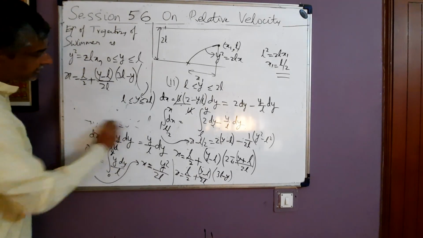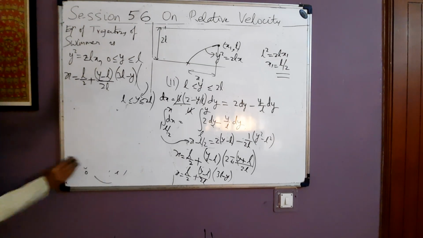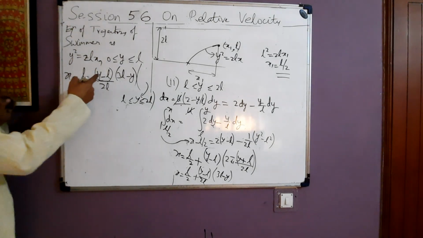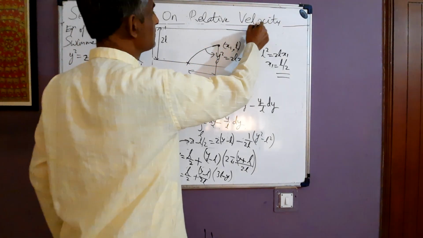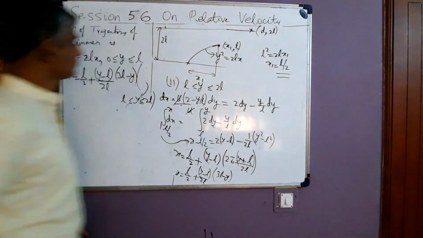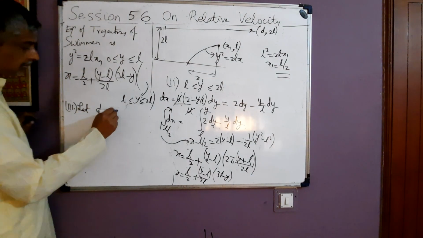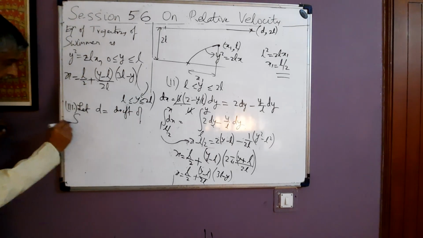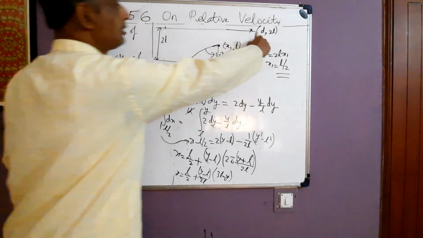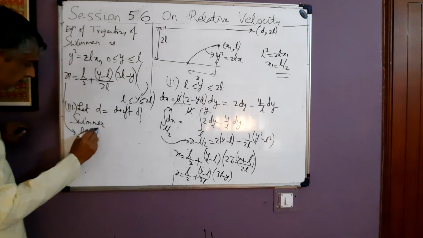And lastly, we have been told to find the drift of the swimmer. When the swimmer finally reaches here, his x coordinate will be just the drift and y coordinate will be 2L. Let d be the drift of the swimmer. So d comma 2L will satisfy this equation. Instead of x we write d, instead of y we write 2L.